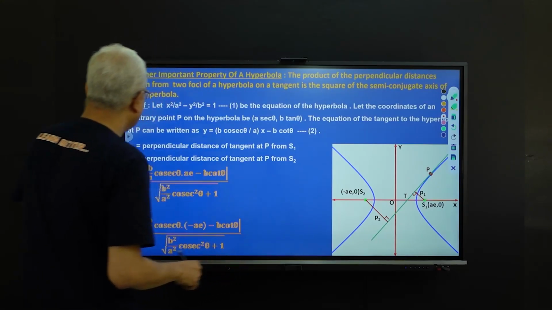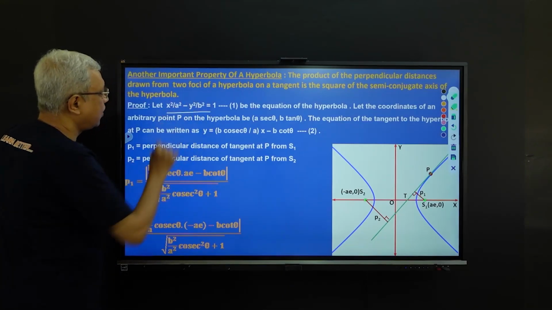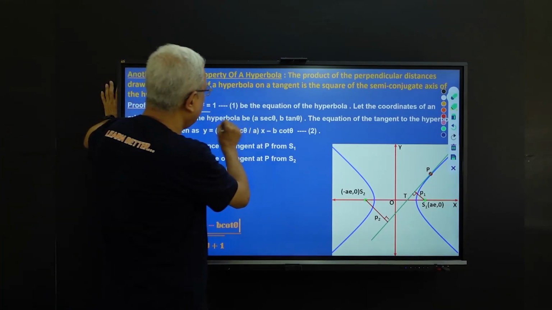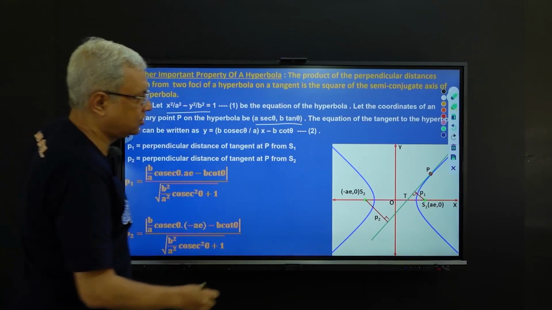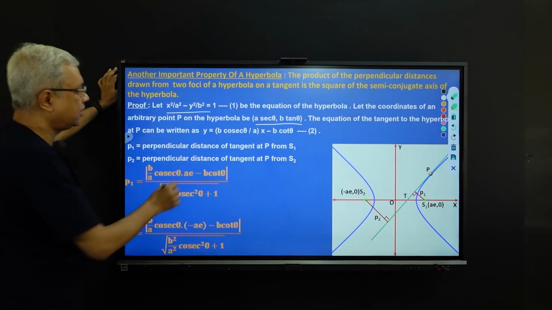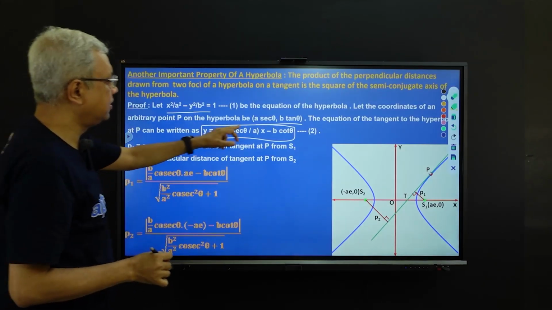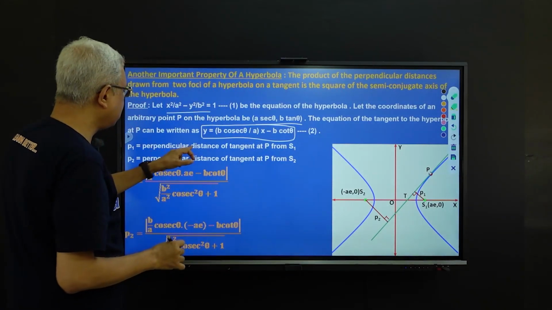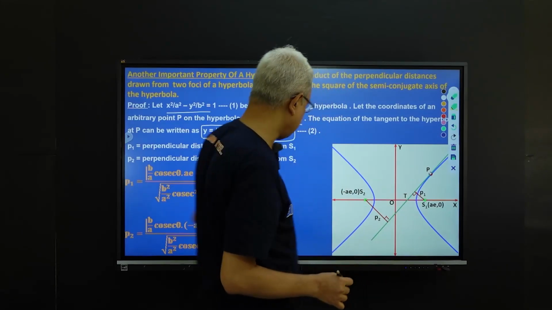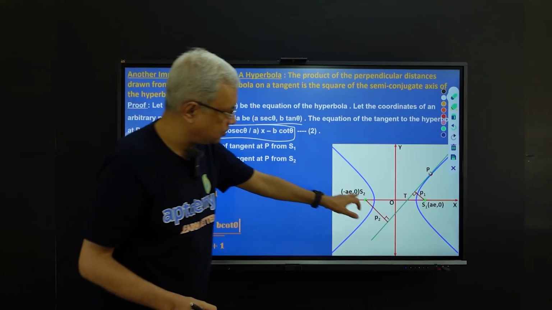So how to prove this? Let us follow the following steps. The equation is again x square by a square minus y square by b square equal to 1, and an arbitrary point on the hyperbola is a sec theta, b tan theta. The equation of the tangent to the hyperbola, which we have already discussed, is y equal to b cosec theta by a into x minus b cot theta. Now P1 is the perpendicular distance of the tangent at P from S1, and from the other focus I have dropped a perpendicular, and the perpendicular distance is P2.